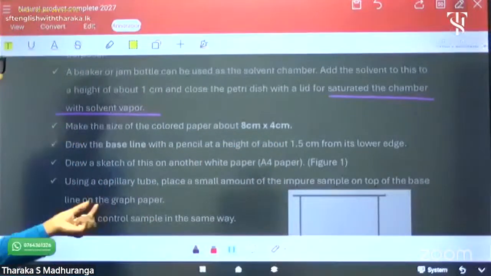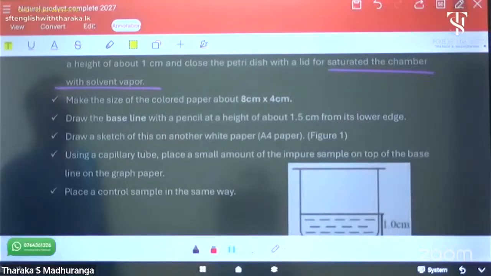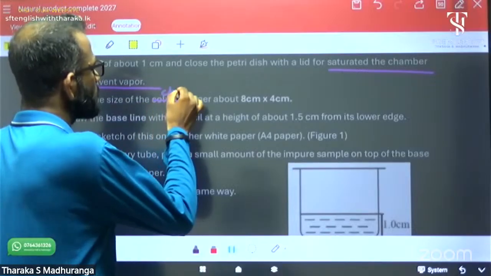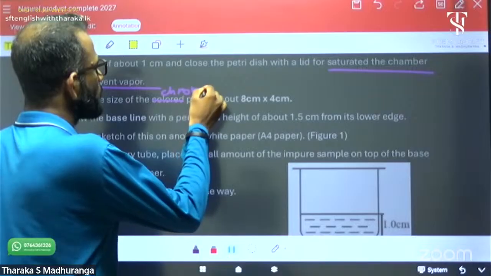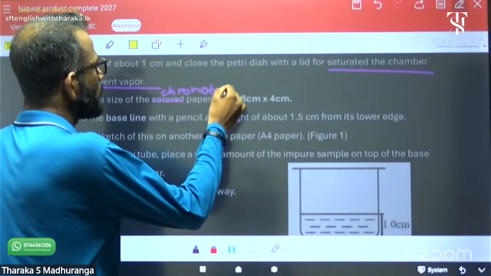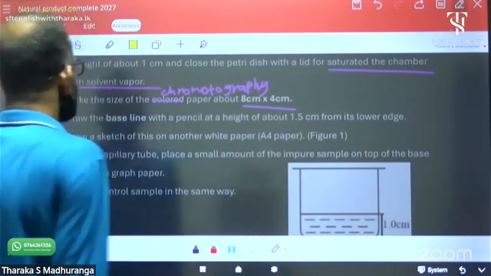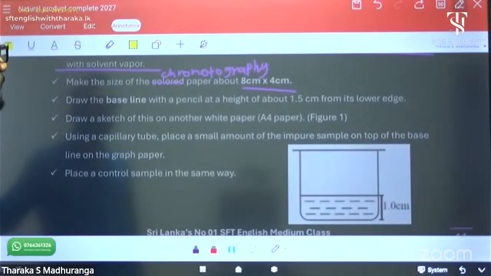That's the answer, right? Make the size of the colored paper, about colored paper, that's a mistake. It should be chromatography paper. Chromatography paper 18 by 4. Draw the baseline with a pencil at a height of 1.5 centimeters from the lower edge. Draw a sketch of this on another white paper.